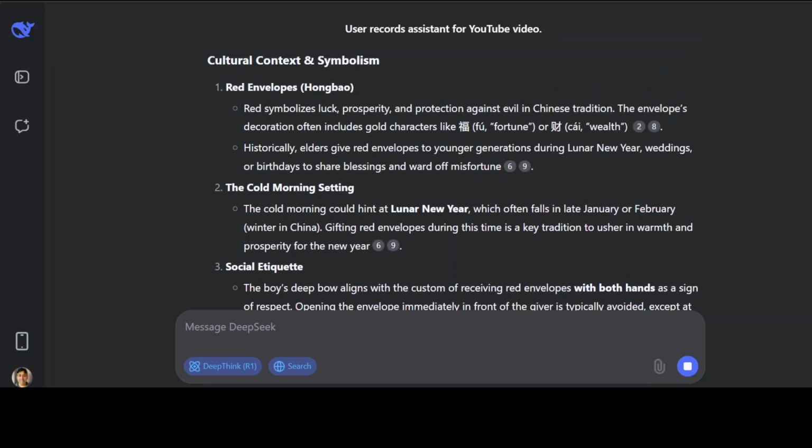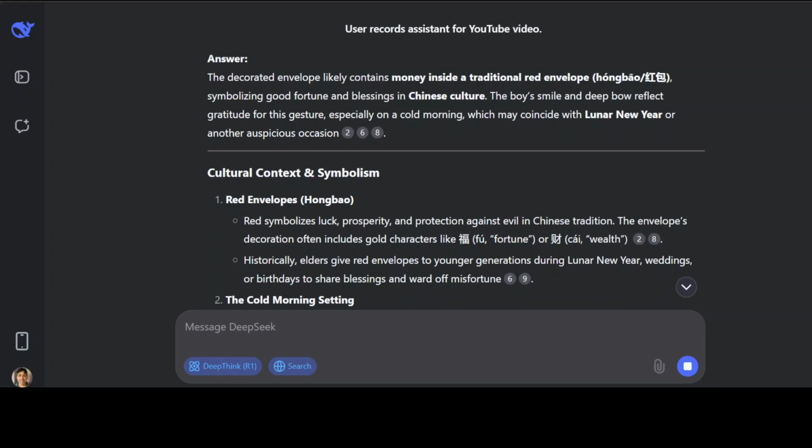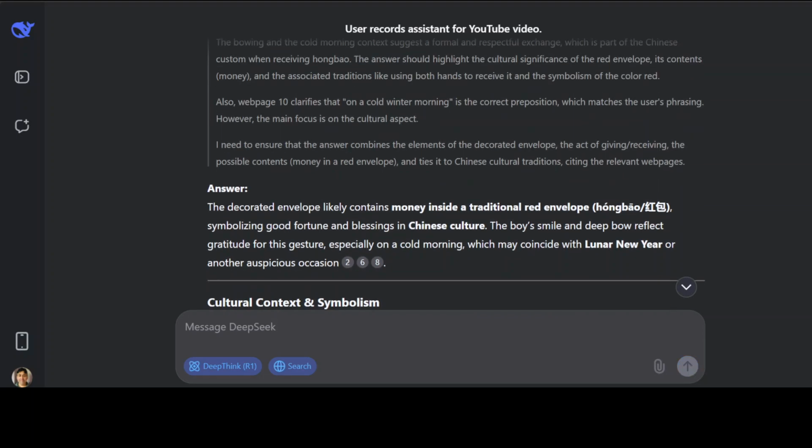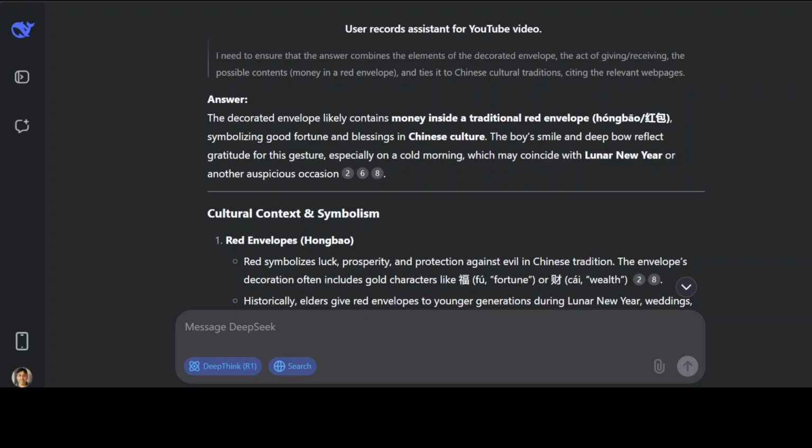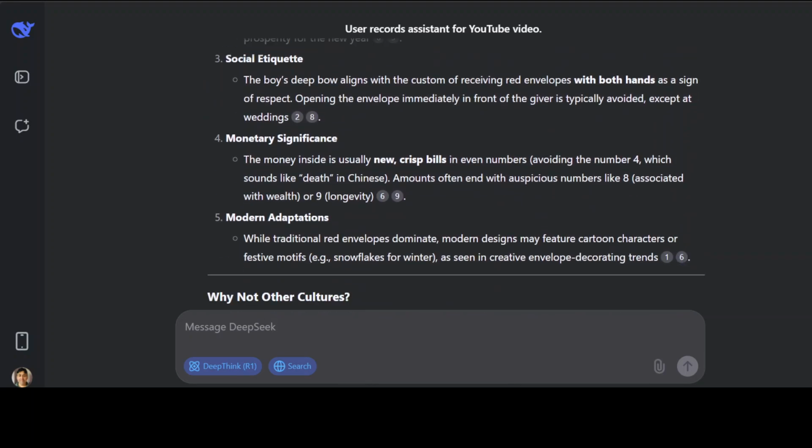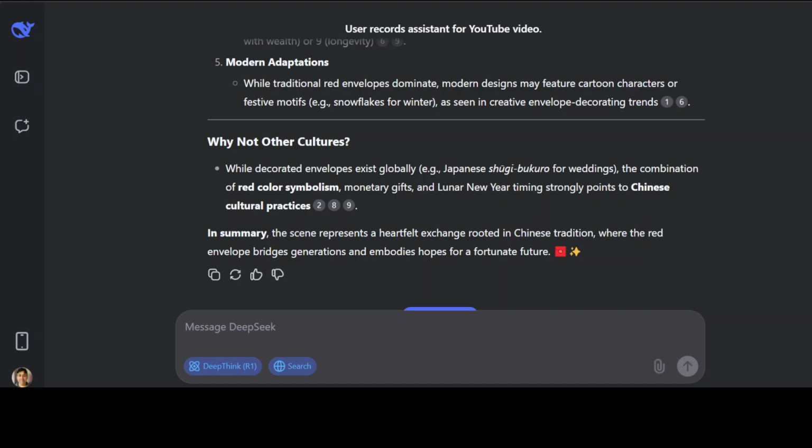And the model has really hit it out of the park, you say, after slicing and dicing it, that it is a Chinese culture, which is correct. Why not other culture? So I think it is also talking about some other culture. Japanese one, very very nice. This is really very, I would say, impressive.